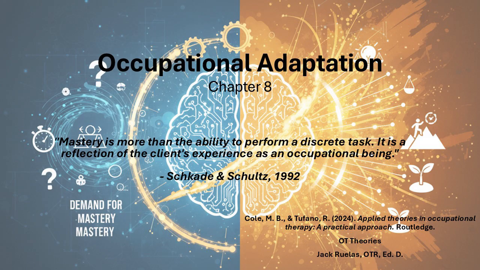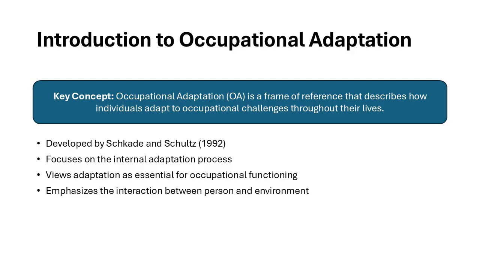How do Schade and Schultz actually define OA as a frame of reference then? Well, at its heart, OA is all about the internal adaptation process. Internal, okay. It looks at how people respond to occupational challenges all through life. And it really emphasizes that crucial interaction between the person and their environment. It's dynamic, transactional. So it's less about what they do and more about how they figure out how to do it when things get challenging. Precisely. How they manage change, how they adapt.